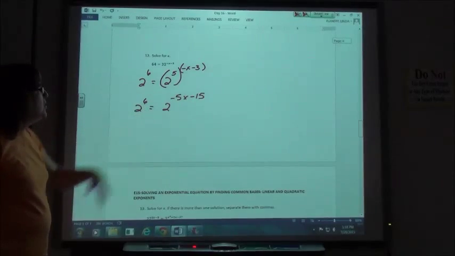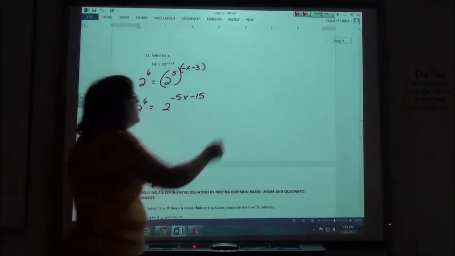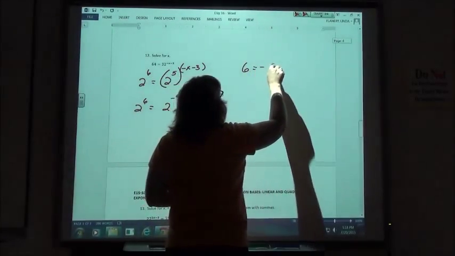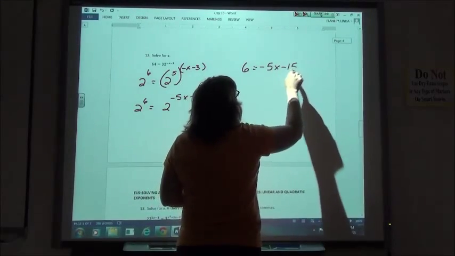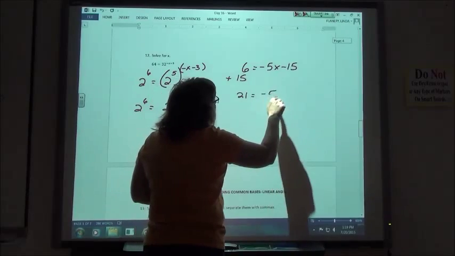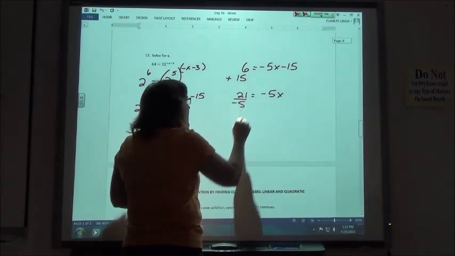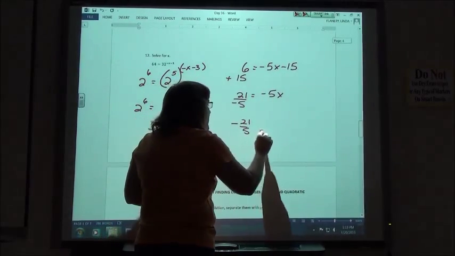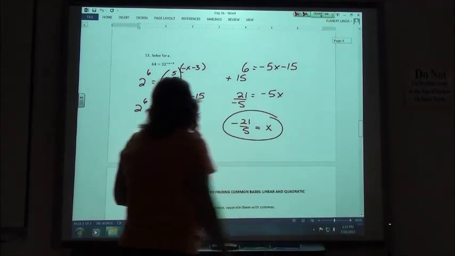Now that my bases are the same, my exponents have to equal each other. So 6 equals negative 5x minus 15. I'd add my 15. 21 equals negative 5x and go ahead and divide. Negative 21 fifths is my answer for x then.